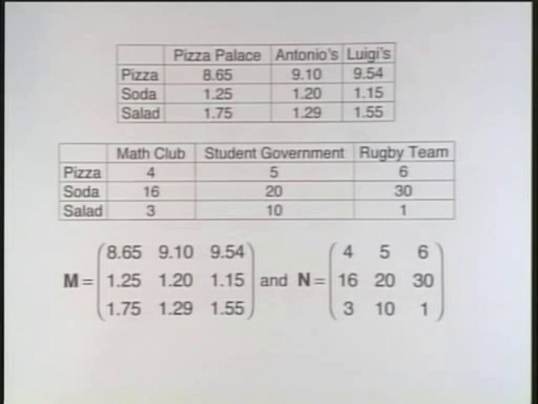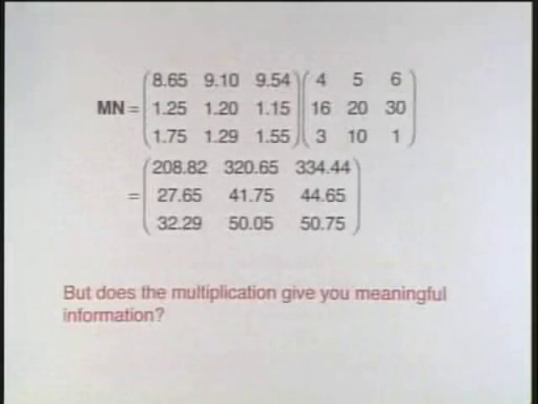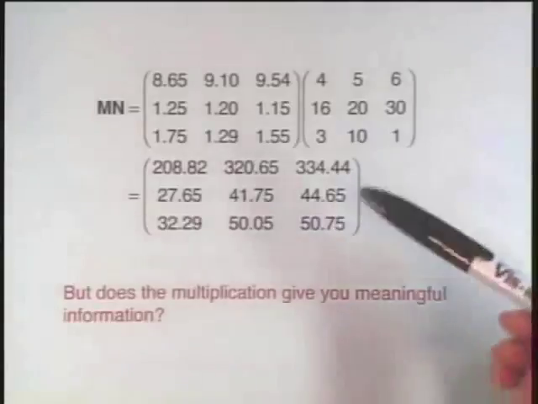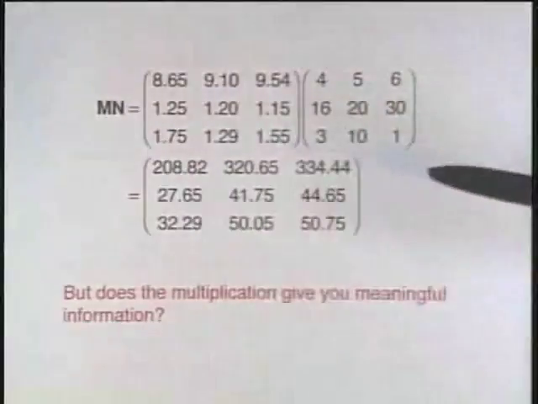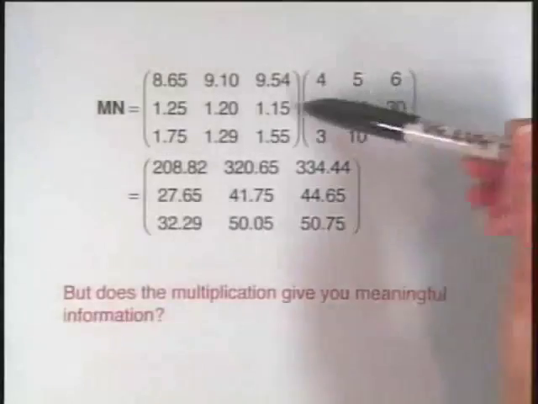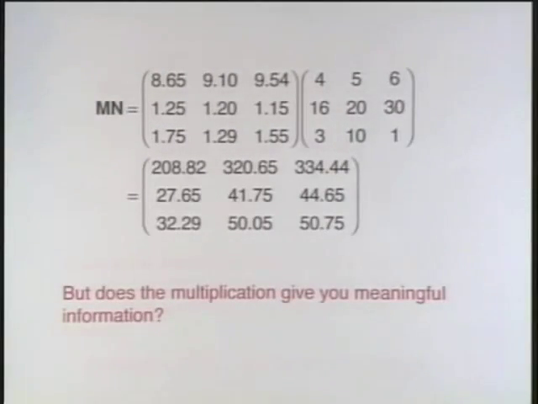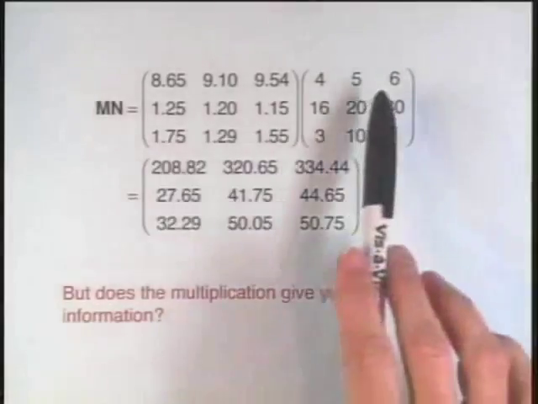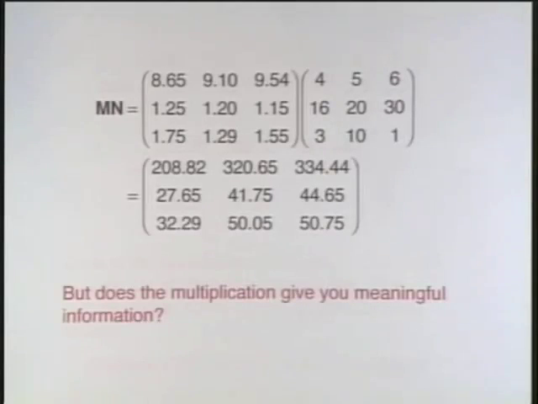It is mathematically possible to perform the multiplication MN since the number of columns of M is equal to the number of rows of N. Completing the matrix multiplication MN gives M times N equal to these numbers. But does the multiplication give you meaningful information?